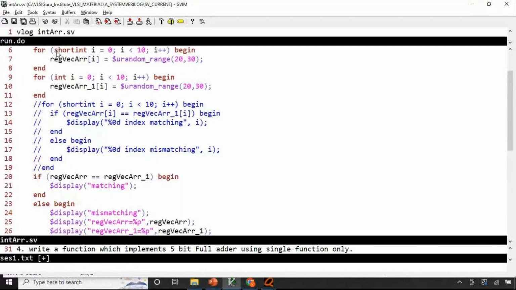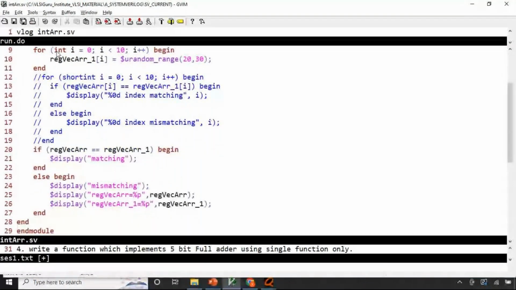Now, in the same question, let's do one more thing. Copy the second array to the first array, then do the comparison. Copy the second array to the first array, like reg array 2 to reg array 1, then do the comparison. Can you please do that?